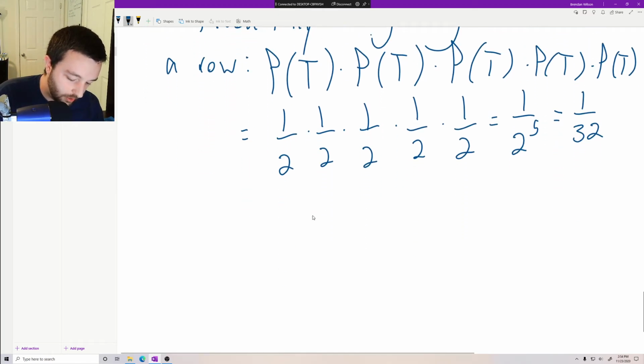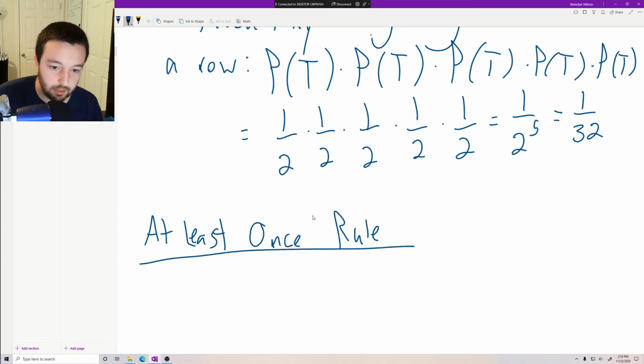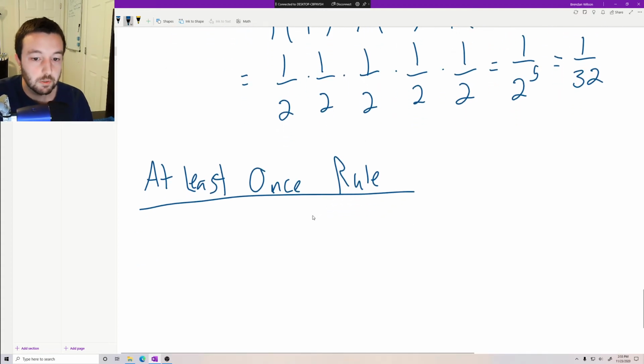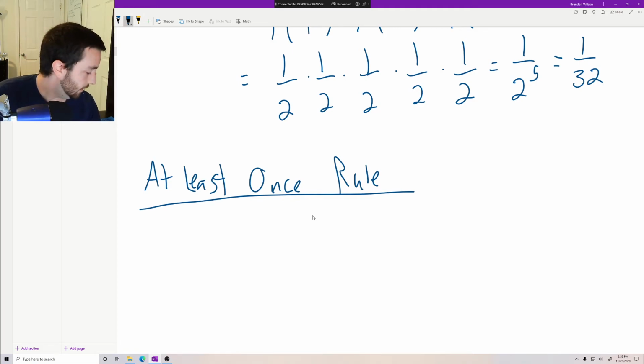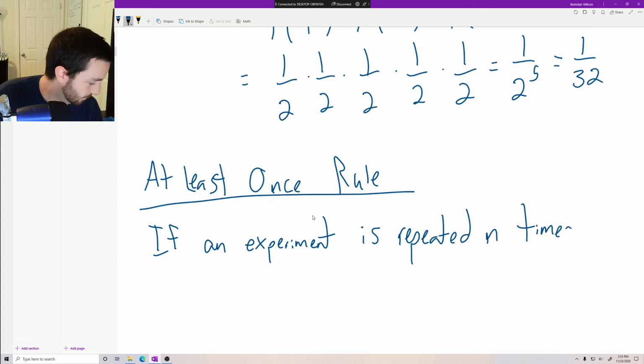There's one more interesting rule here, which is related to the AND rule, which is called the at least once rule. If you go a little bit deeper into probability, you'd see this is related to something called the binomial distribution, which we end up using a lot. So this says if an experiment is repeated n times, the n trials are independent.